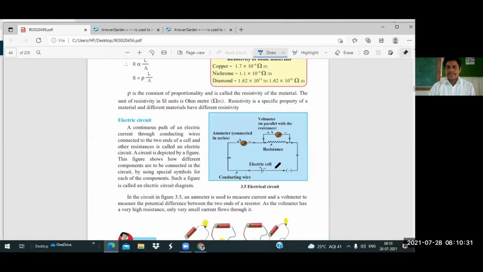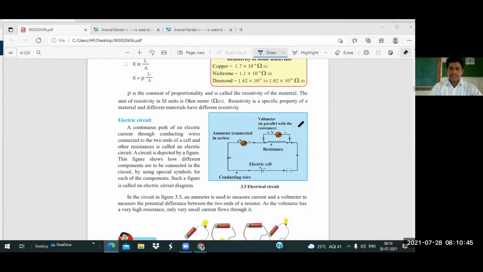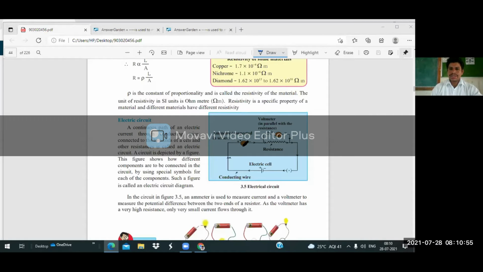This is the key, the plug key. We can switch the key or button on or off. Then the resistor, which is used to resist the current. This is the voltmeter, which is used to measure the voltage, how much voltage is present between these two ends, and the ammeter, which is used to measure the current.